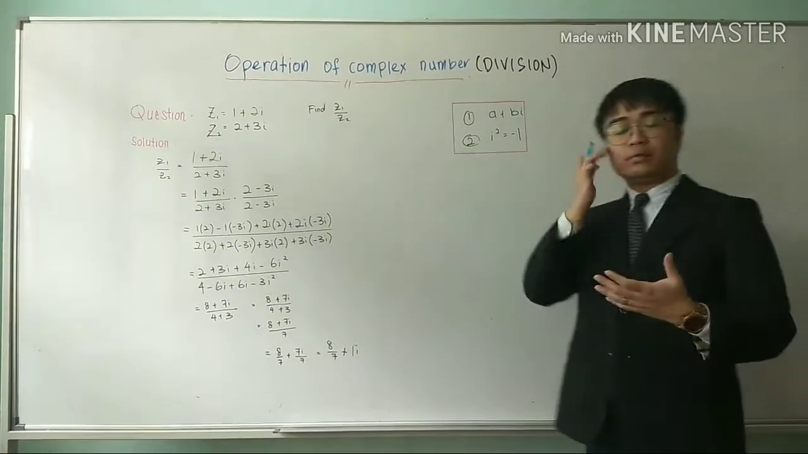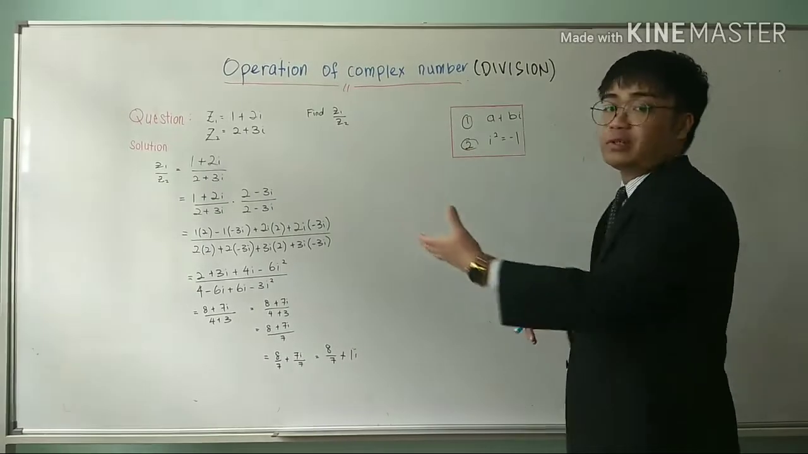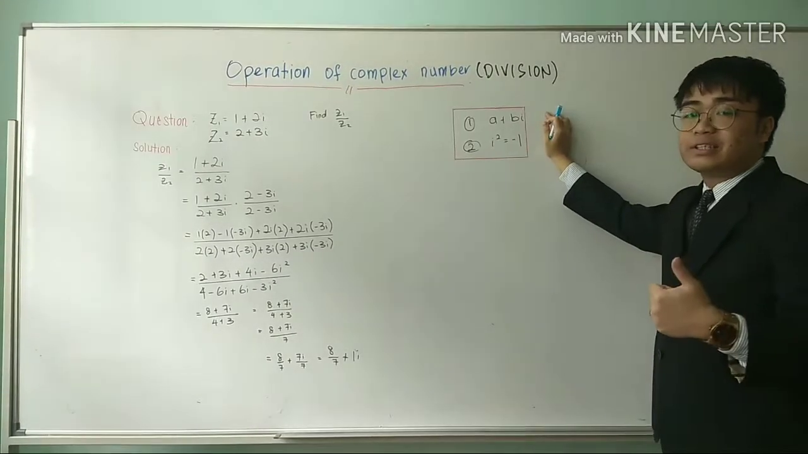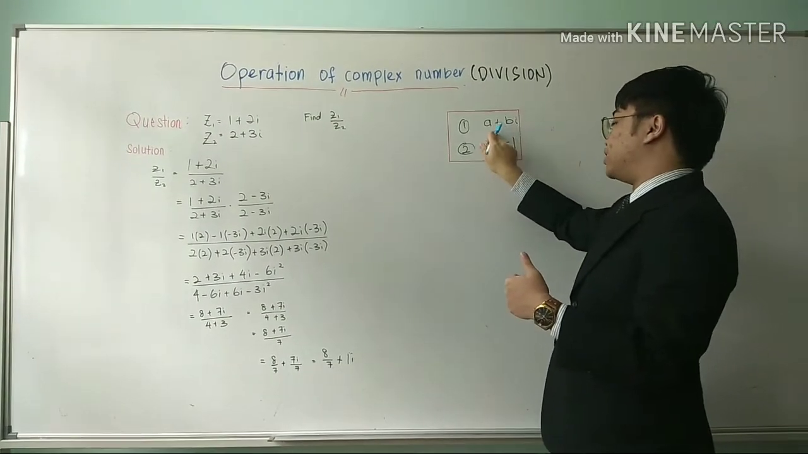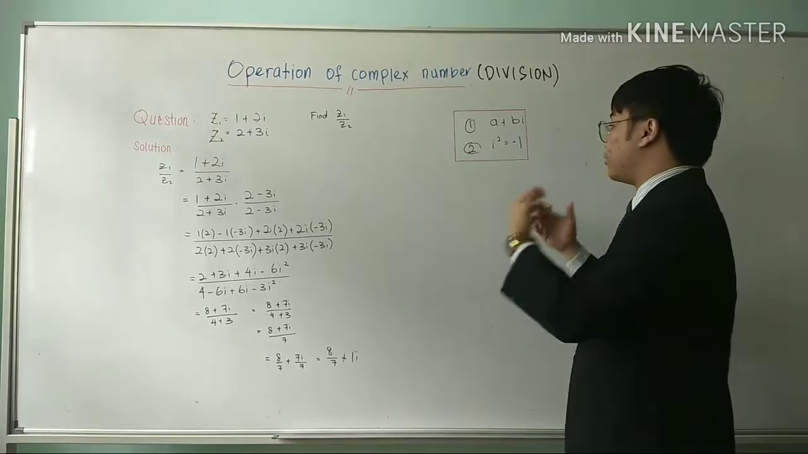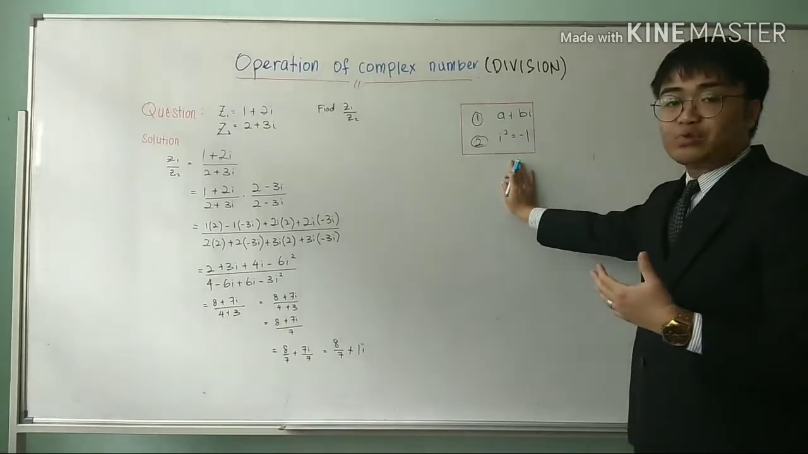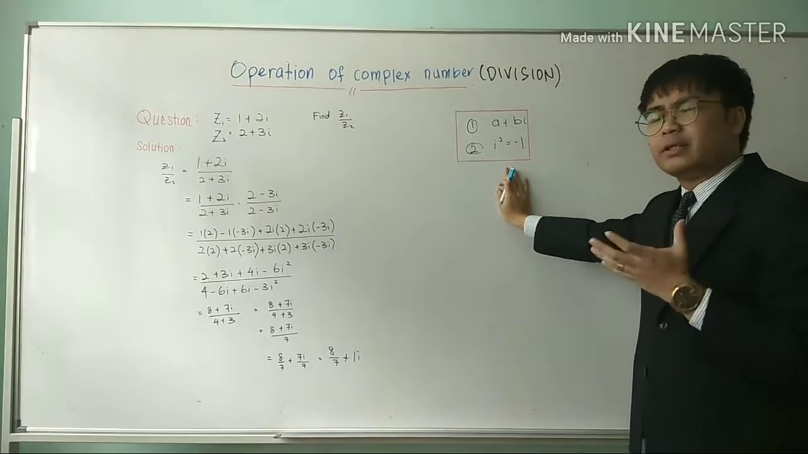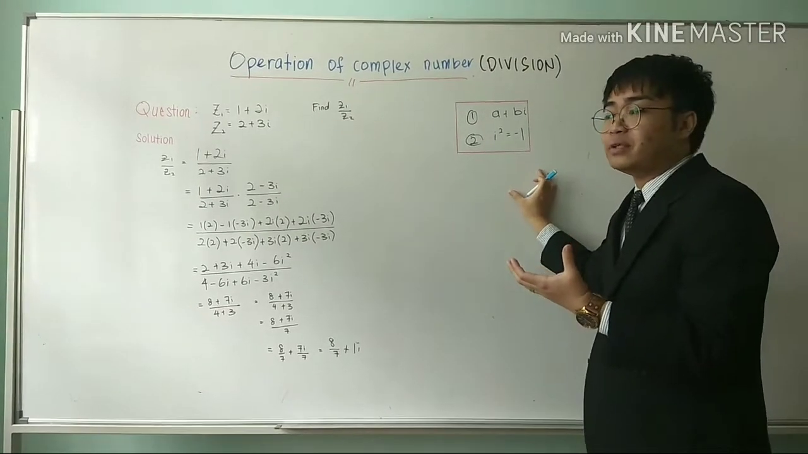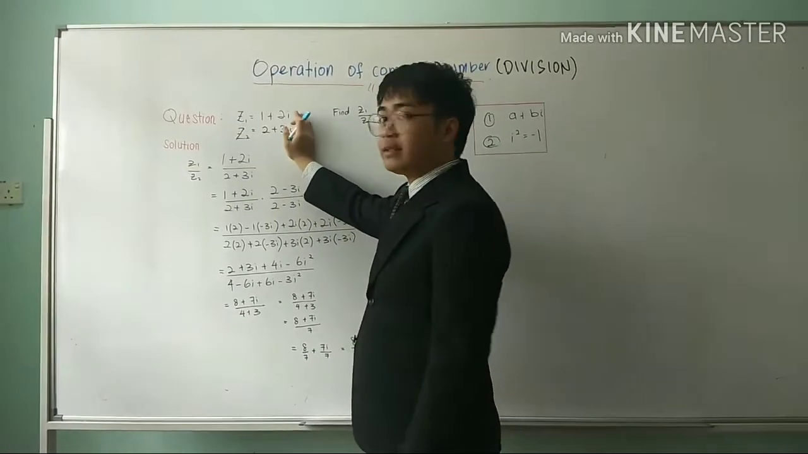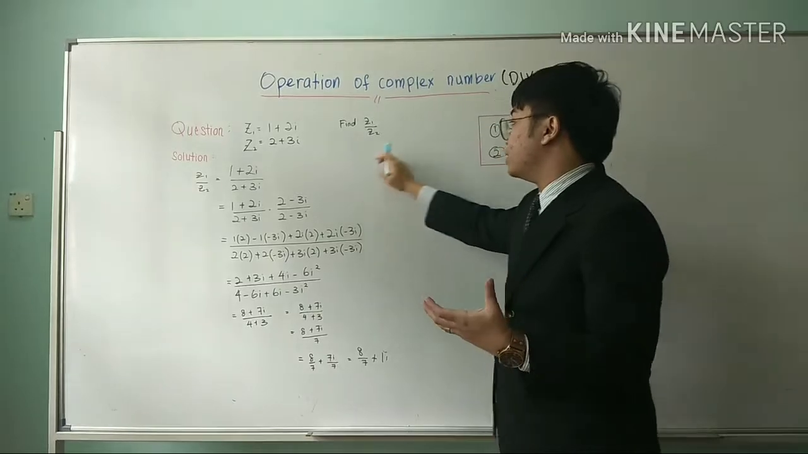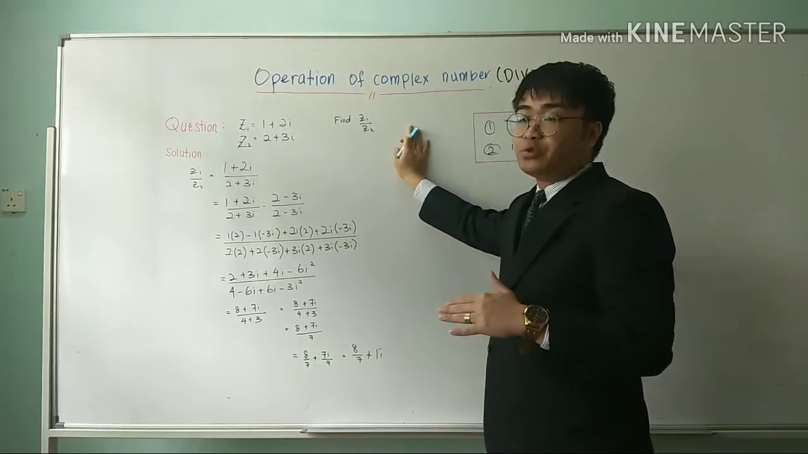Before we start solving the question for today, you have to know two things. First, the complex number standard form, which is a plus bi, where a is the real number and bi is the imaginary number. You always arrange it in such a manner. Secondly, i squared is equal to negative 1. The question for today: given that Z1 is 1 plus 2i and Z2 is 2 plus 3i, find Z1 over Z2.